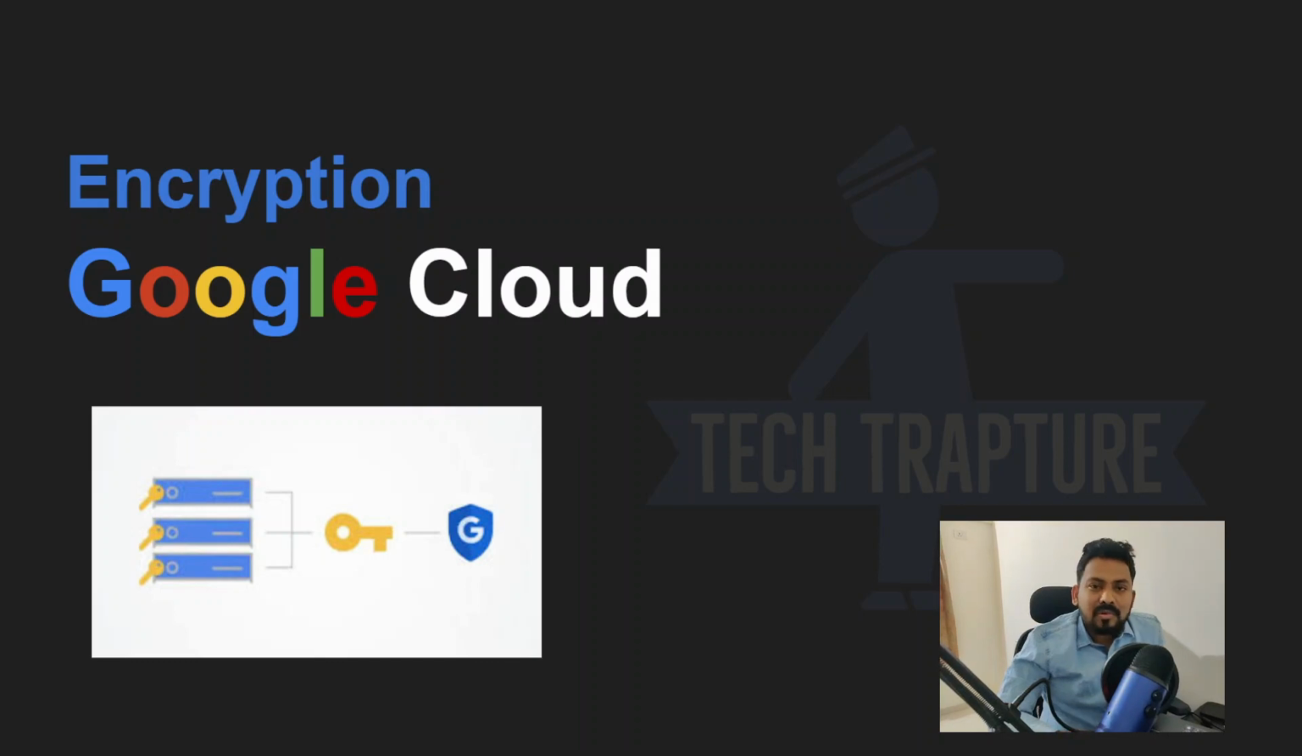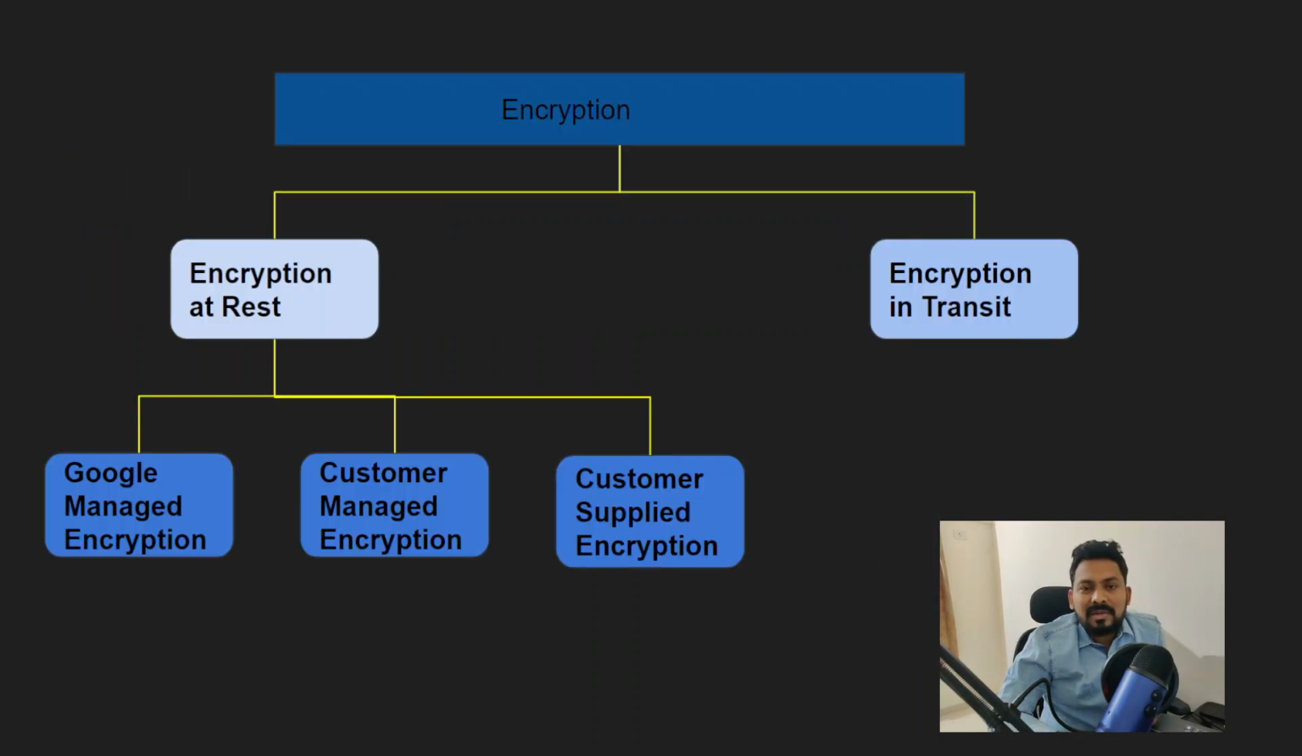Whenever we are talking about encryption at rest, there are three different methods in Google Cloud. First is default Google managed encryption. Whenever you are storing data on Google Cloud, your data is by default encrypted with a Google managed encryption key. You don't need to take any additional action for that. But if you need an additional level of security, or your client wants additional security and wants to encrypt their data on their own, they can use customer managed encryption. And the third is customer supplied encryption.